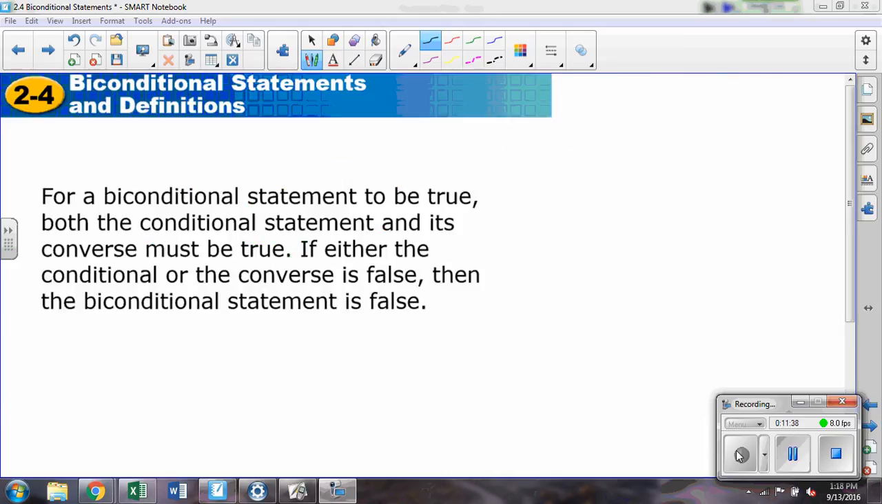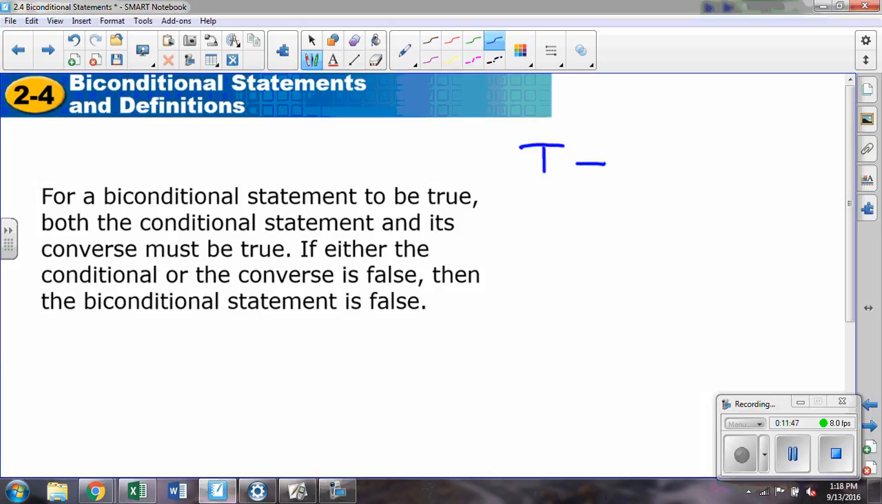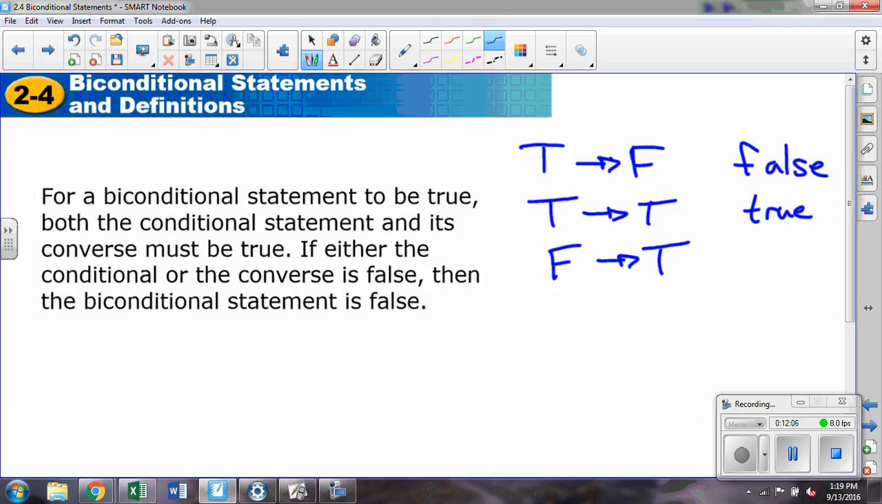Now, we want to be able to evaluate whether a biconditional is true or false. And one of the things that you have to keep in mind, true implies false was the only way for a regular conditional to be overall false. True implies true is overall true. False implies true is overall true. False implies false is overall true. Those were our rules for working with a conditional.